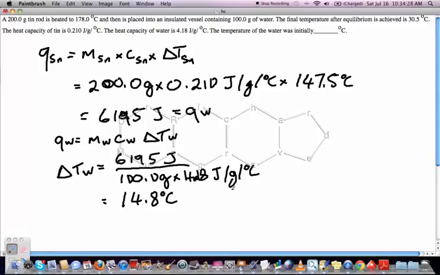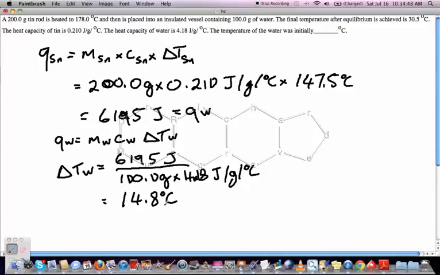Now in this case it is necessary to take significant figures into account because in the next step I'm going to be using this in an addition subtraction. So I have now taken this down to three significant figures. I've got 14.8 degrees Celsius. What does this represent? Well, it represents the change in temperature of the water.